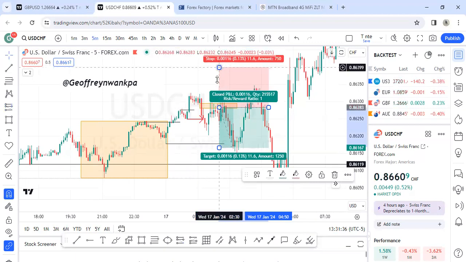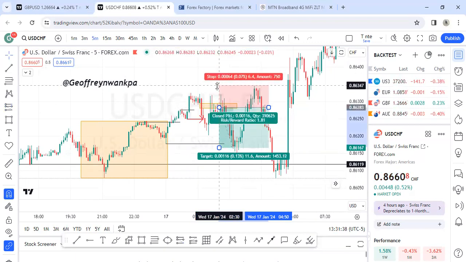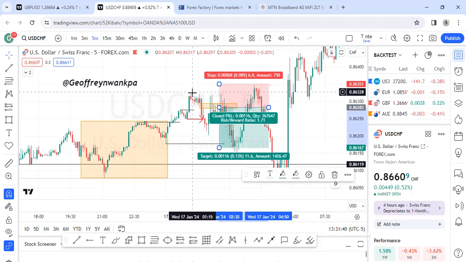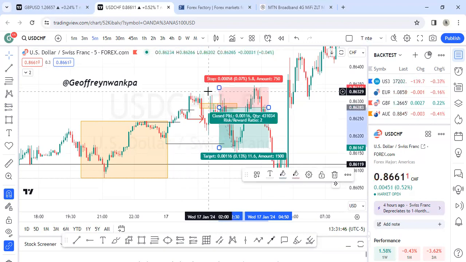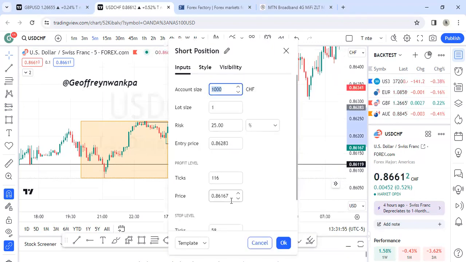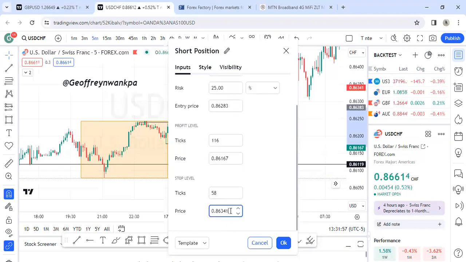Stop loss was above this whole move here, somewhere around there, just above there. That was what I was targeting. Let me just put it at 329. Okay, let me just do it manually because this is not letting me do it. Stops at 329.